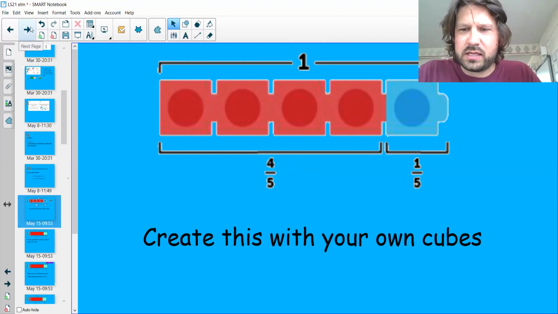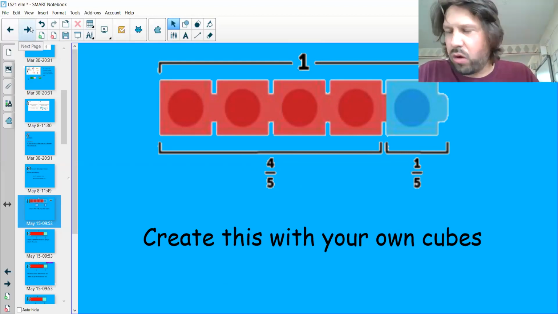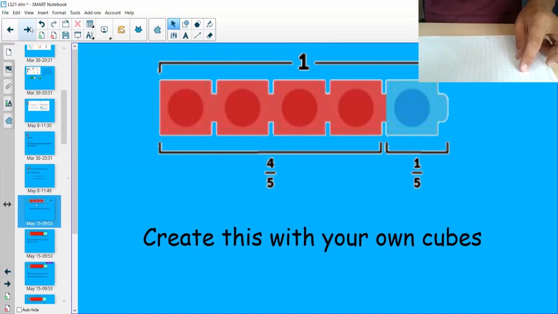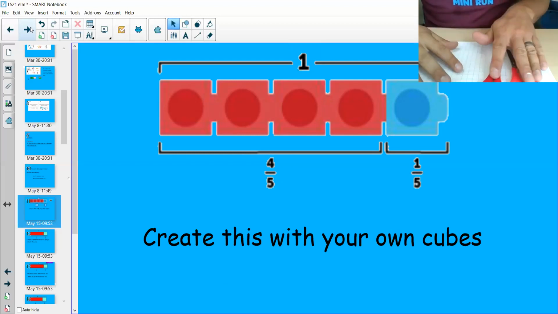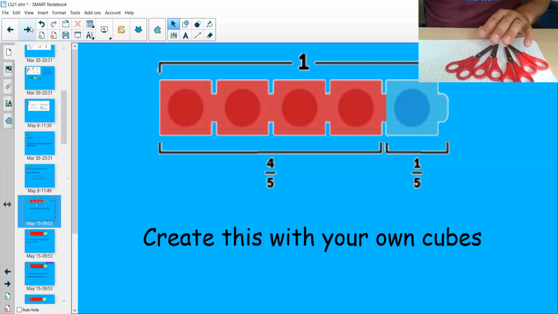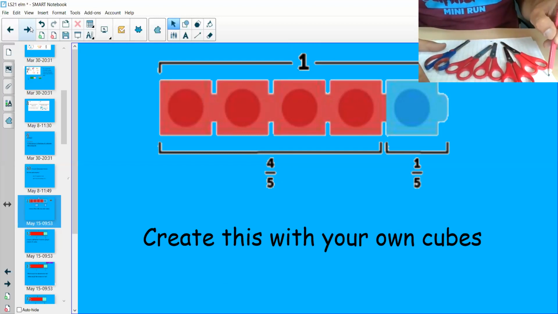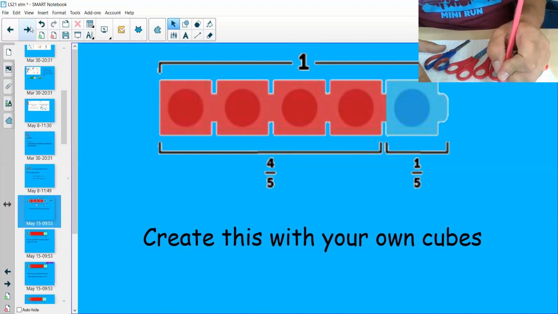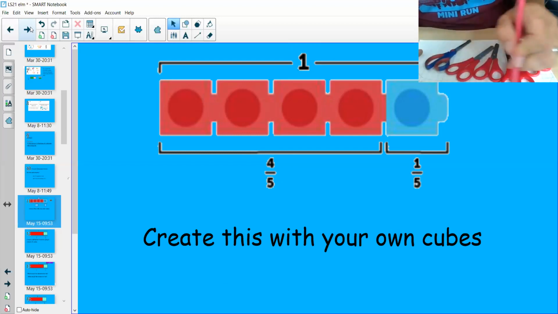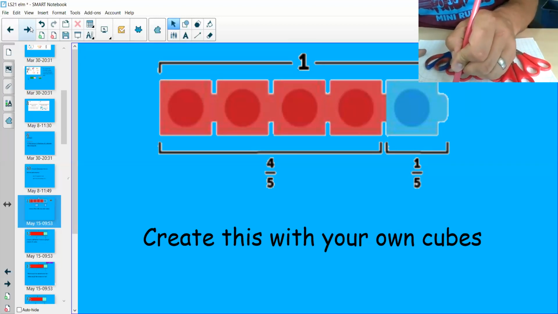Okay, I'd like you to create this with your own cubes or in your own way. So take a picture of it and show me. So what I'd like to do on your page is have whatever you like, your objects. I want you to show me 4/5. I want you to show me 1/5, and I'd like you to label it. And don't forget, all of it together is one whole.